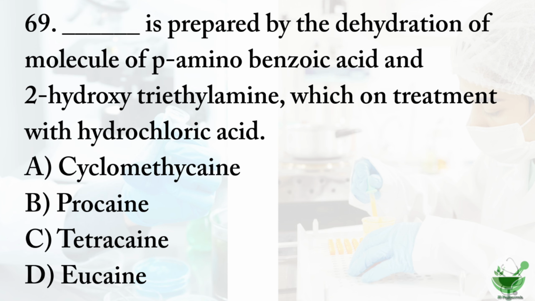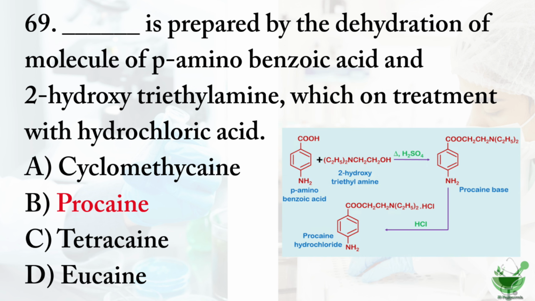Then question number 69. Dash is prepared by the dehydration of molecule of para-aminobenzoic acid and 2-hydroxy-triethylamine which on treatment with hydrochloric acid. The options are option A, cyclomethacane, option B, procaine, option C, tetracaine, and option D, eucaine. The correct option is option B, procaine.